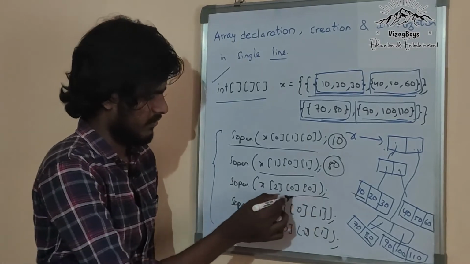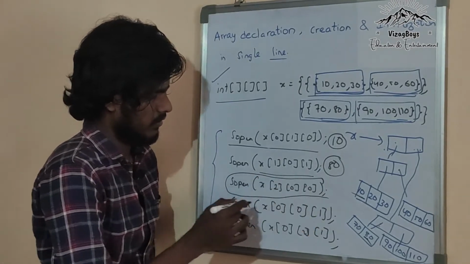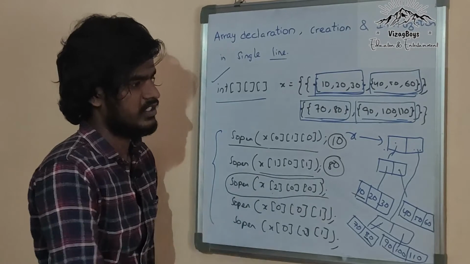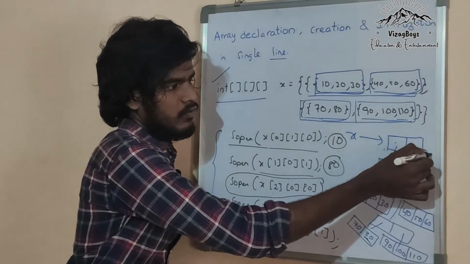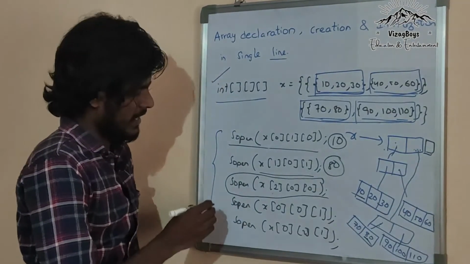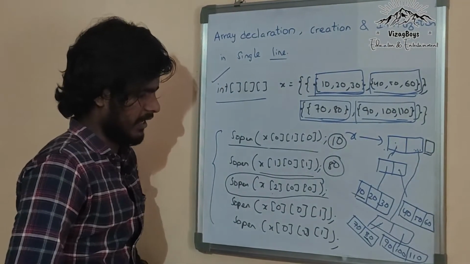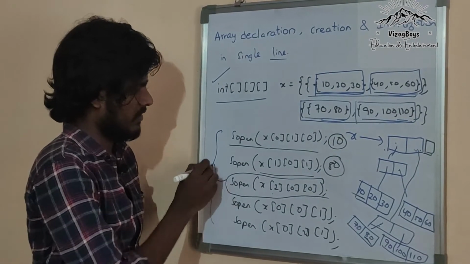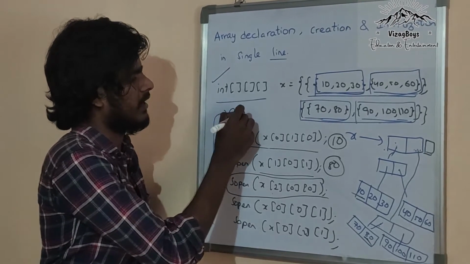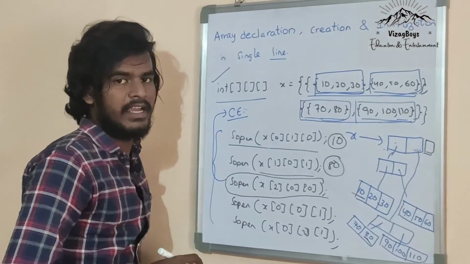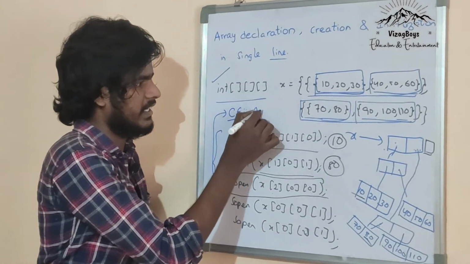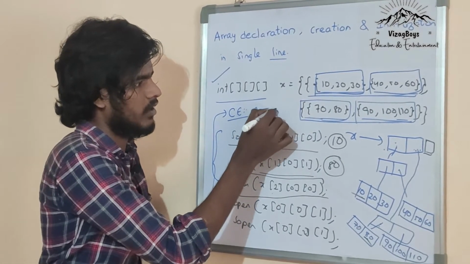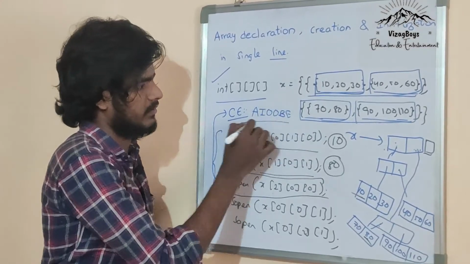Okay, what is this value? X of 2, 0, 0. Here is x of 0, here is x of 1. X of 2 is not there. So here we will get an error saying array index out of bound exception.